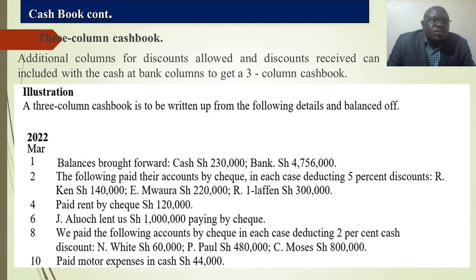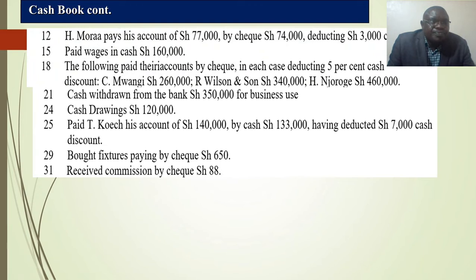Then there is a transaction on 10th where motor expenses were paid in cash, 44,000 Kenya shillings. Let us continue with the illustration until we get to the end of the month. On 12th, H. Mora pays his account of 77,000 Kenya shillings by check, and instead of paying the whole amount, she paid 74,000 shillings, and she deducted 3,000 shillings as cash discount. On 15th, the business paid wages amounting to 160,000 Kenya shillings.